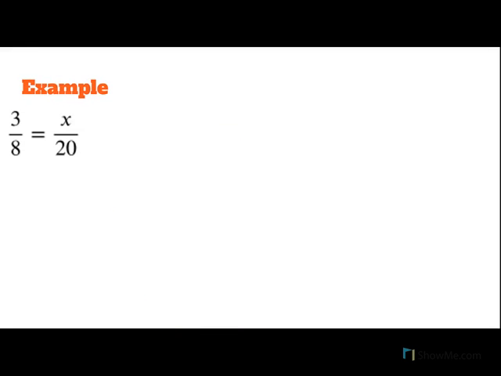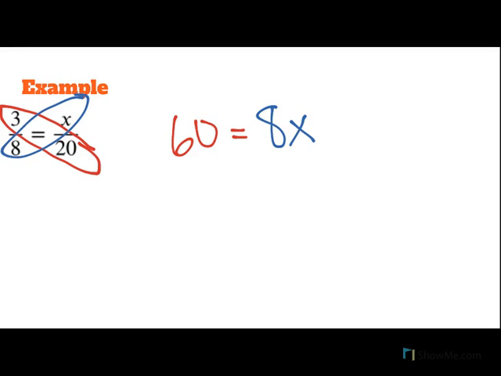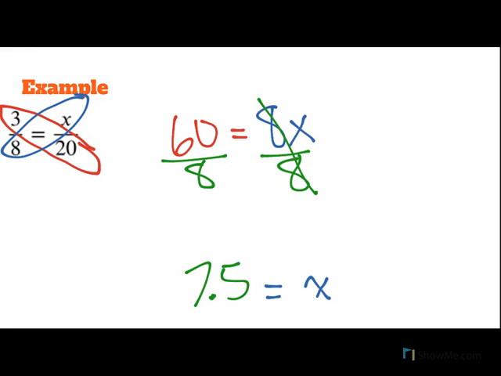Let's look at another example together. Here, if I want to figure out what x is, that's my goal, and mental math doesn't work real well. I can do my cross product. If I take 3 times 20, I get 60. Then my next cross product would be 8 times x, which is 8x. Now, to solve for x, we can divide both sides by this 8. That's going to give me x by itself. So 60 divided by 8 would give me 7.5 for my answer.